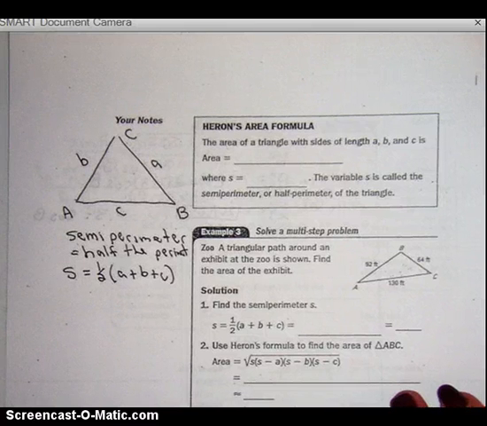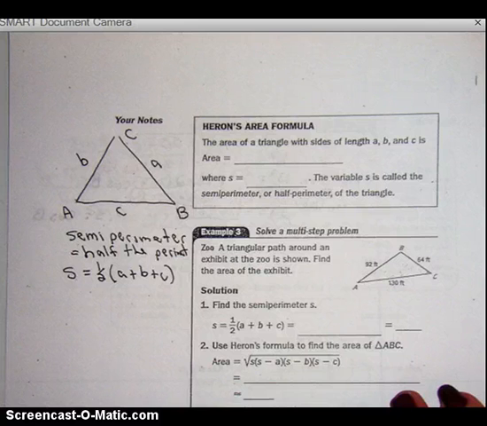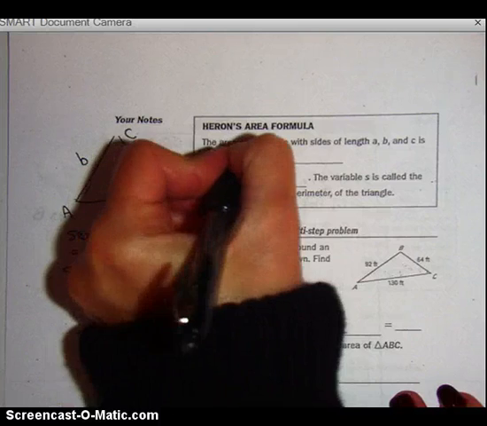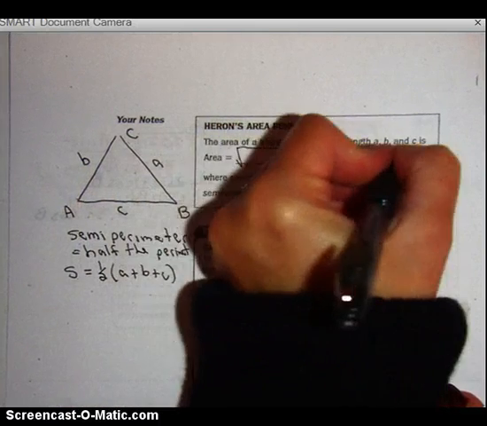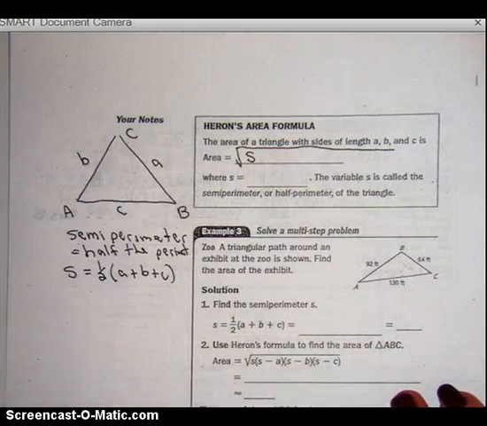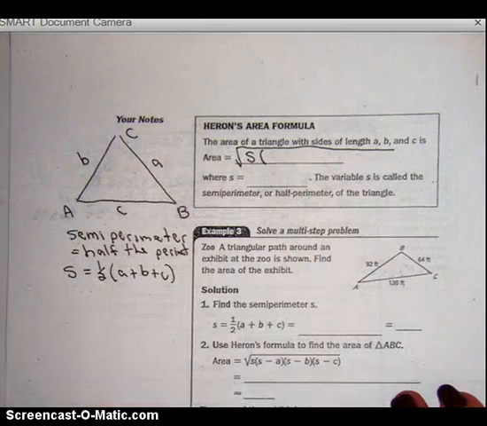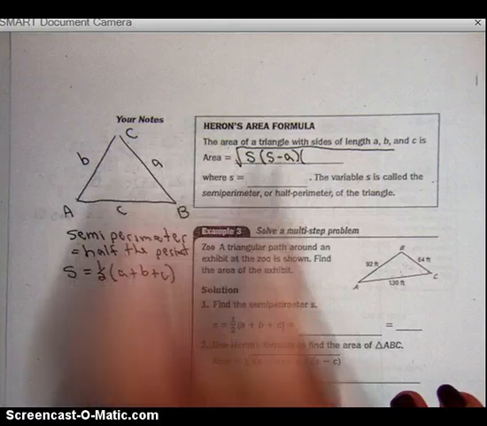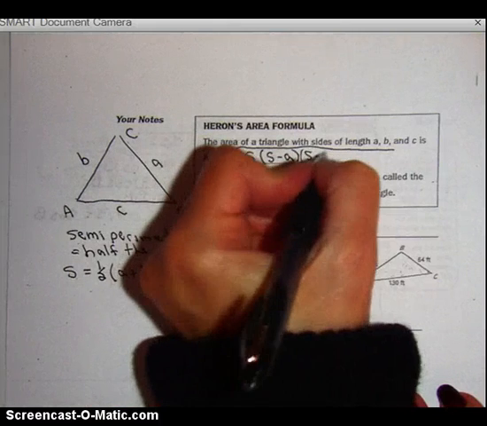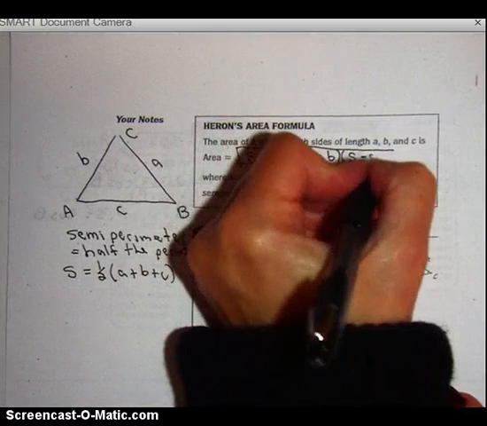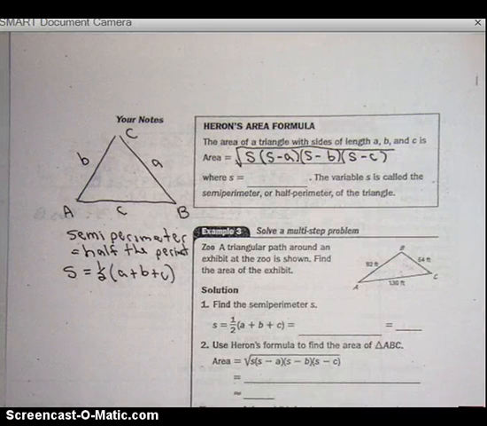Okay. So first of all, that's what you have to do. You have to find the semi-perimeter. Okay. Then Heron's area formula we'll put right here. Big square root. It is semi-perimeter, parentheses, semi-perimeter minus little a, parentheses, semi-perimeter minus little b, parentheses, semi-perimeter minus little c, all under the square root.